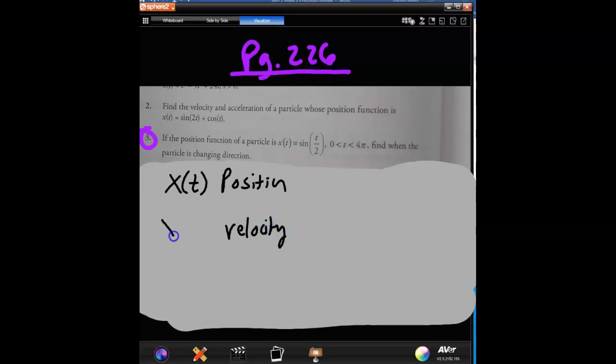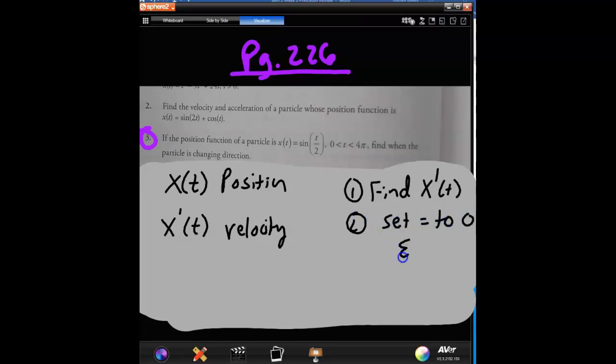So what we're going to do is, first of all, find the velocity. Now, as you guys may recall from chapter 4, if you have a position function, the velocity function can be found by just taking the derivative of your position function. Okay? So step 1 is going to be to find the derivative. Step 2 is going to be to set it equal to 0 and solve. And after that, we're going to do a number line test.